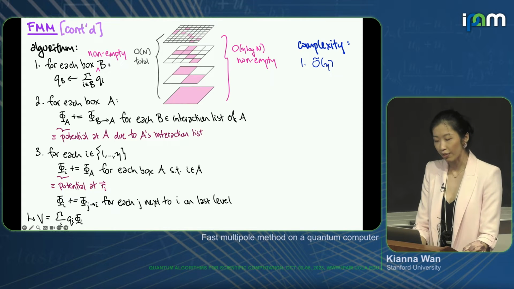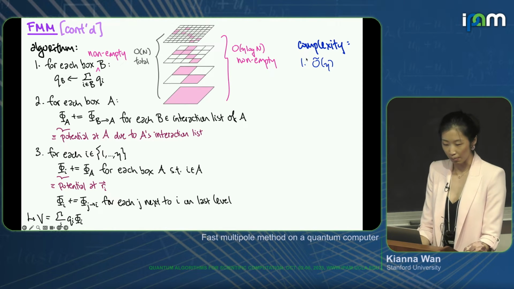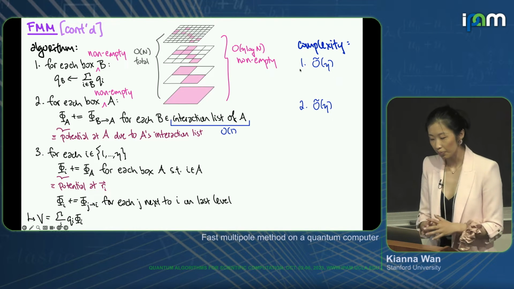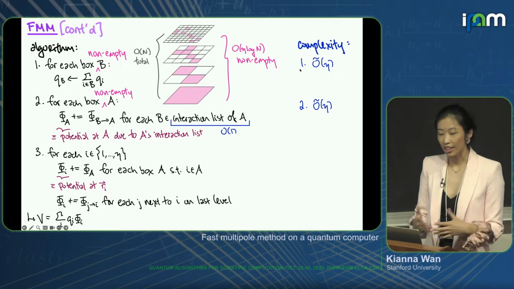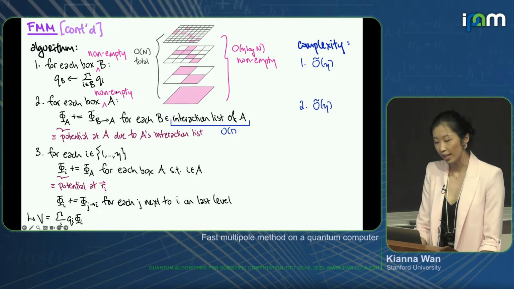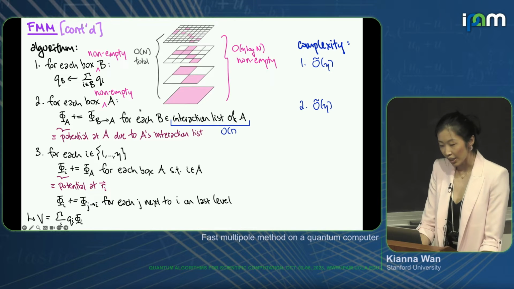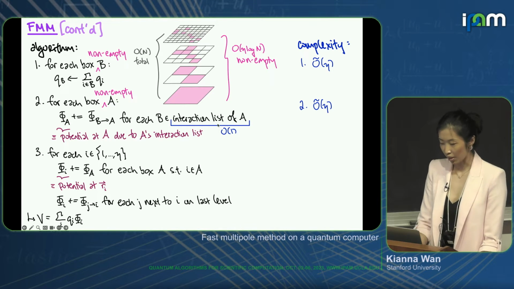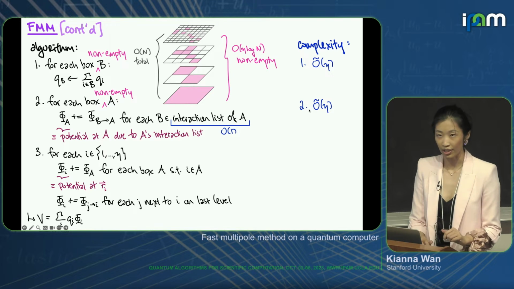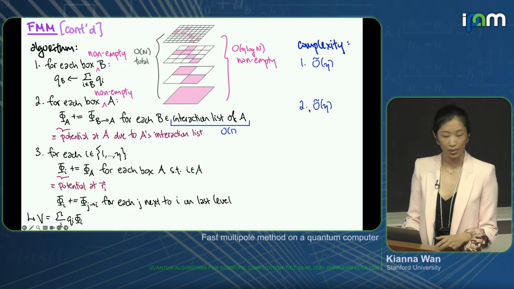And then this first step would have order eta complexity up to log factors, rather than order n. Similarly, in the second step, instead of iterating through all the boxes A, we should only look at the non-empty ones. Again, there's order eta log n of these. The interaction list of each box contains a constant number of boxes, so the total complexity for step 2 is also order eta up to log factors.